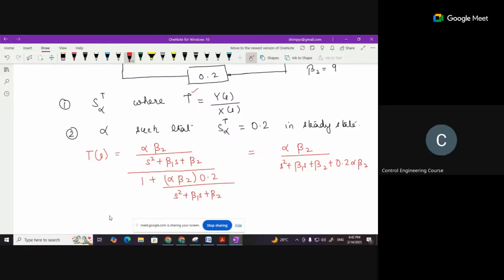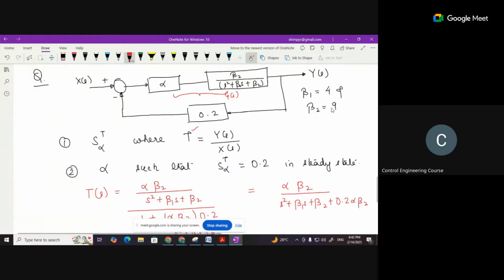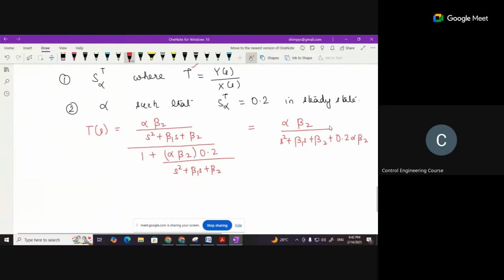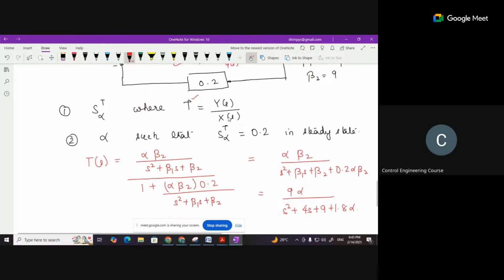Right? Can I substitute the values of beta 1 and beta 2 here? Yes, ma'am. So this becomes 9 alpha over s square plus beta 1, which is given as 4, so 4s plus 9 plus 0.2 into 9, which is 1.8 alpha. Correct? So I got my transfer function, that is y of s by x of s.